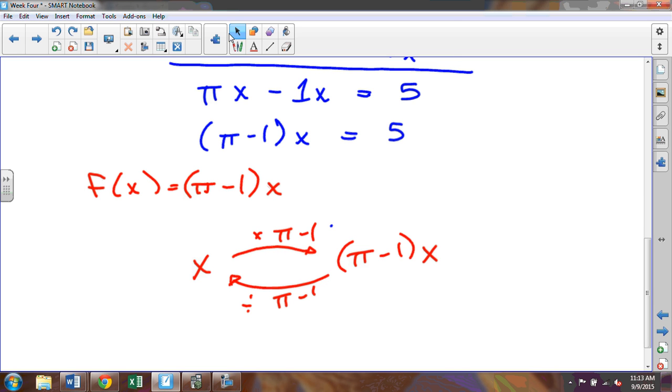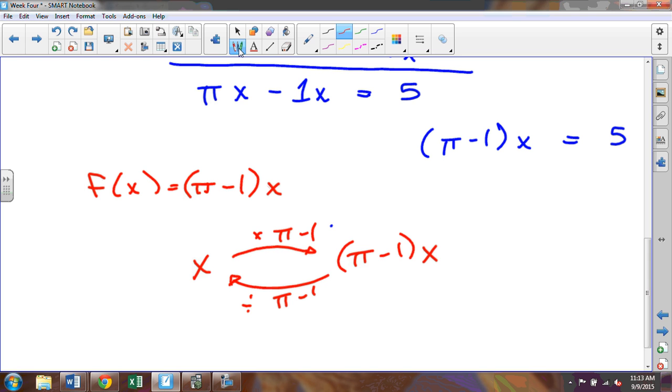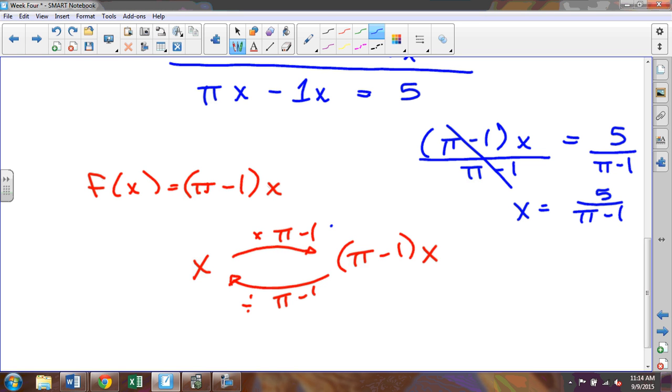Thus, here's a problem. Check it out. There we go. In order to solve this problem, all we need to do is divide by pi minus 1, use the inverse operation in reverse order, and we get something that we could then plug into our calculator. 5 divided by the quantity pi minus 1. Which, of course, we want to round to 3 significant digits.